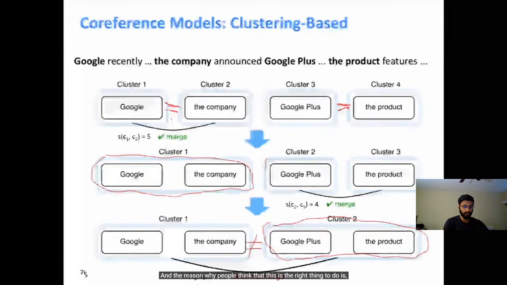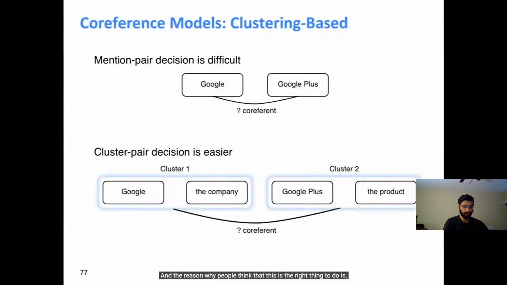And the reason why people think that this is the right thing to do is the feeling is that if we build partial clusters like this, you'll be able to do a better job. Because if I just say, well, here are 2 mentions, Google and Google Plus, should they be regarded as co-referent or not? Well, since you're smart human beings and know what Google is and what Google Plus is, of course you'll answer no, of course not.